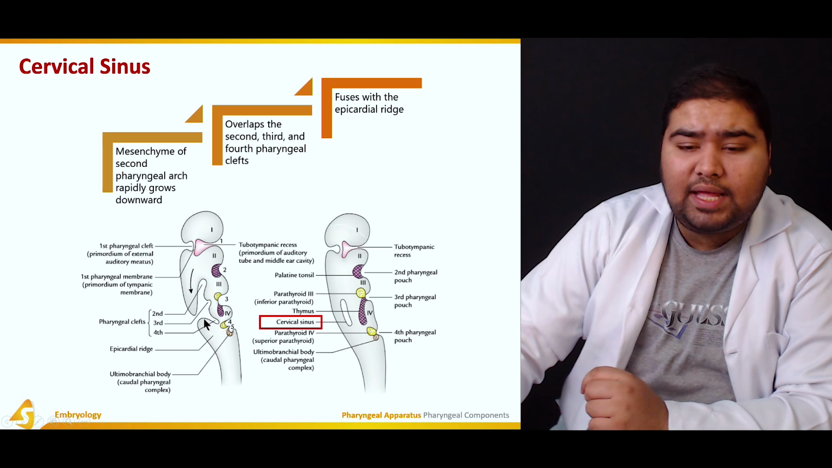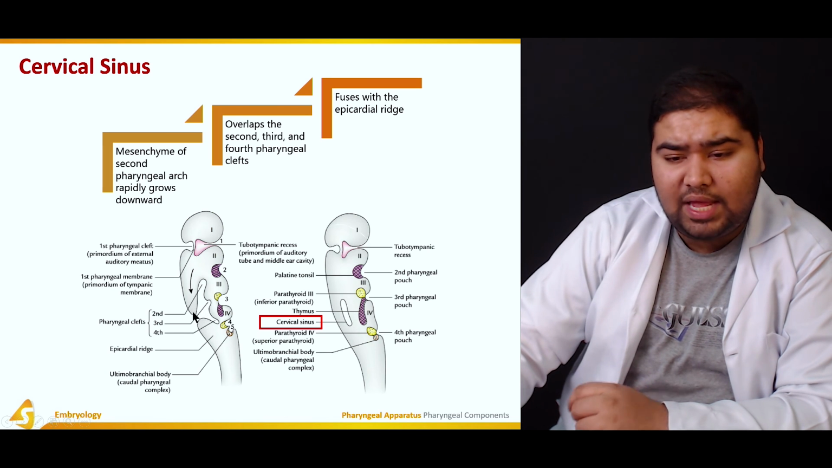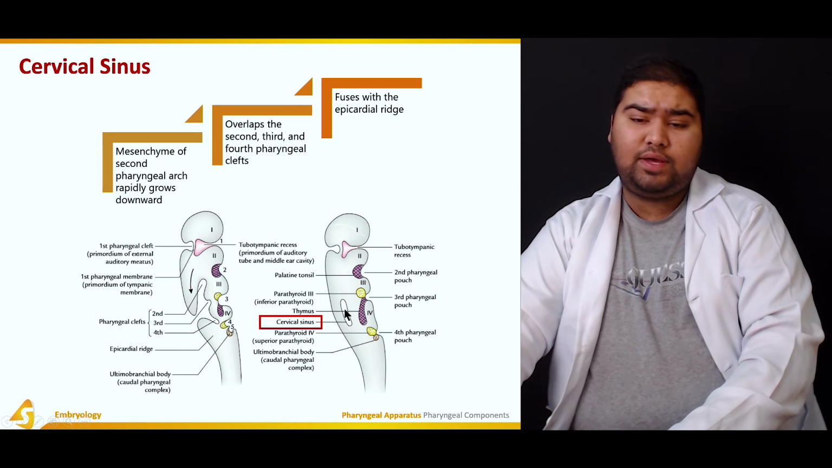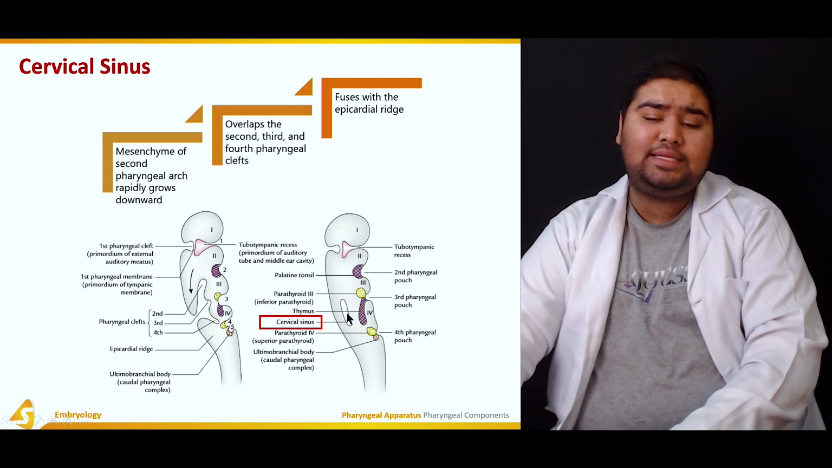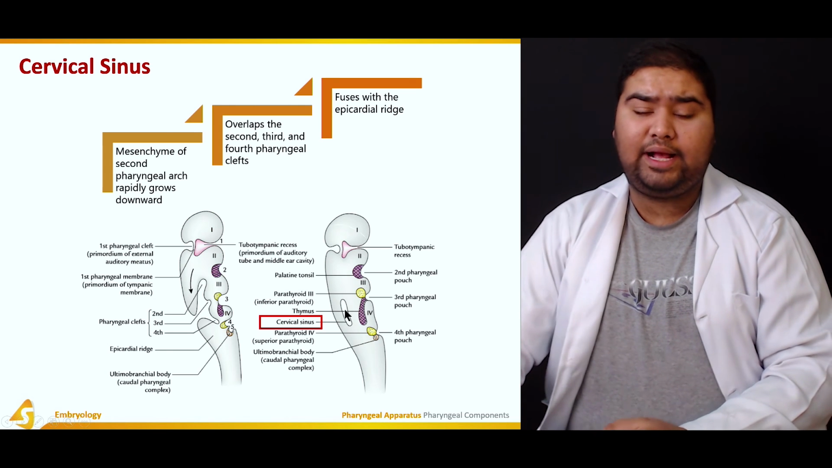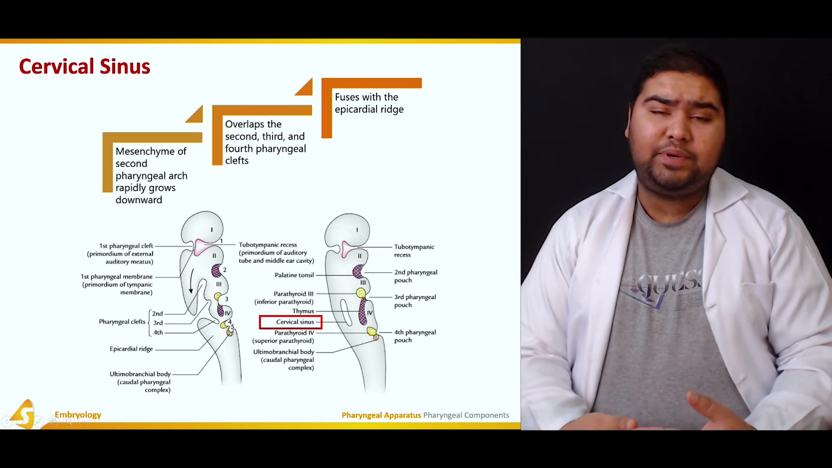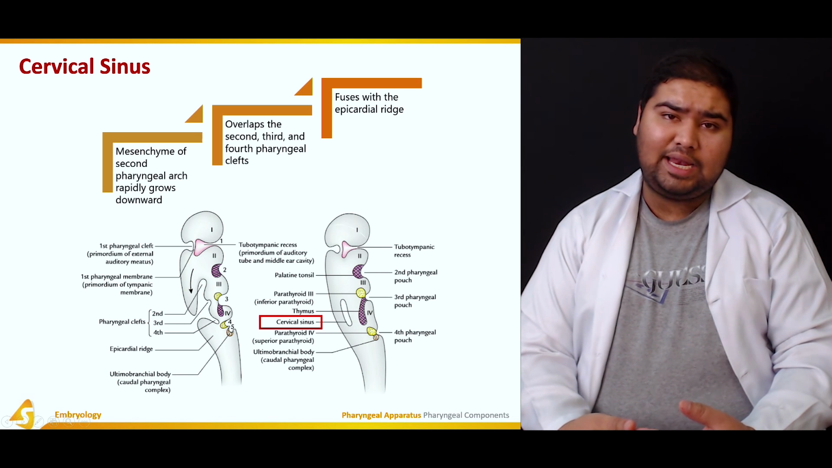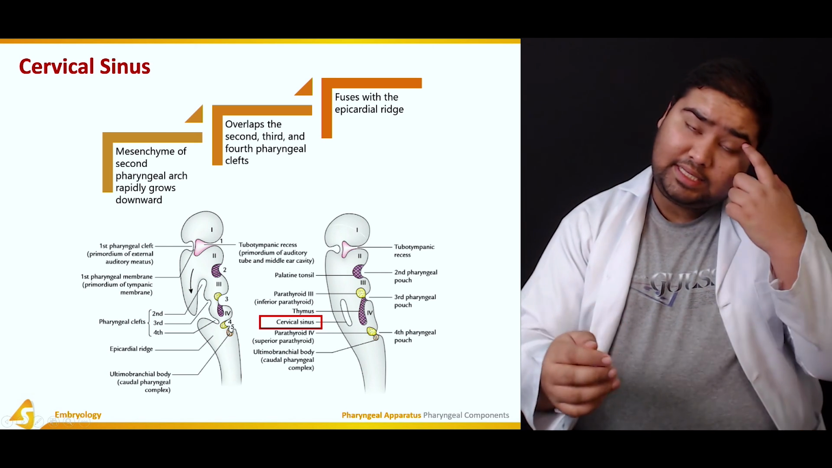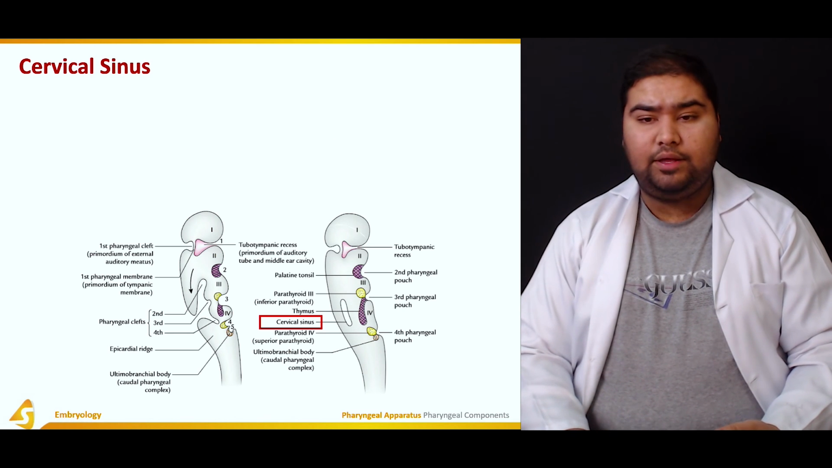It finally fuses with the epicardial ridge, and a cervical sinus is formed in between. This open area comes to be due to the rapid development of the mesenchyme of the second arch as it proliferates past the third and fourth clefts to fuse with the epicardial ridge.